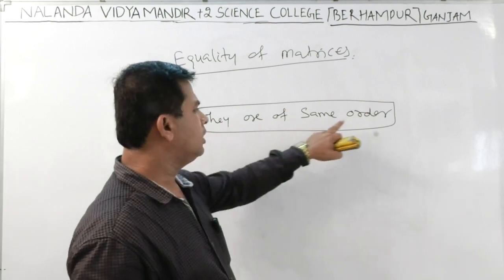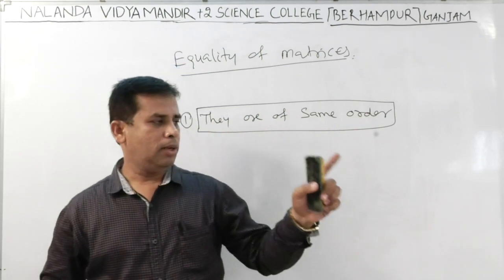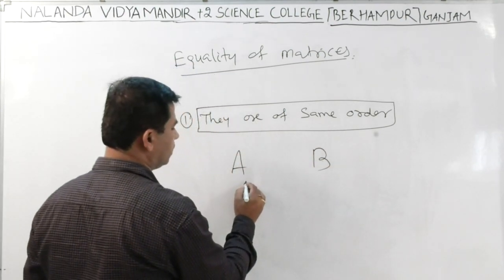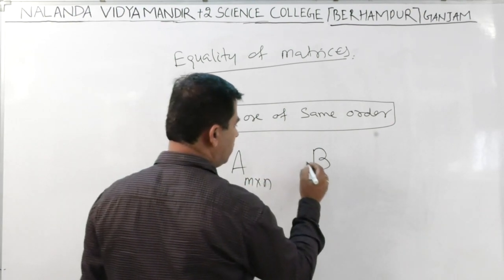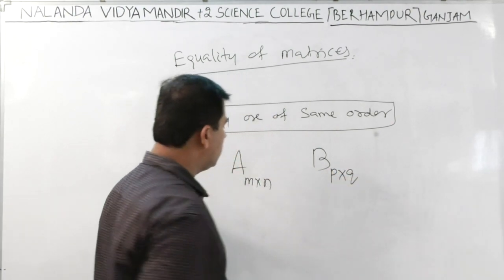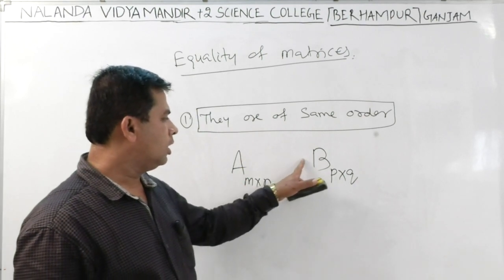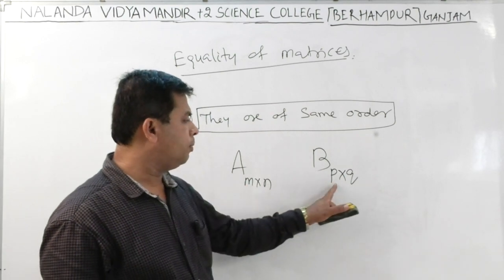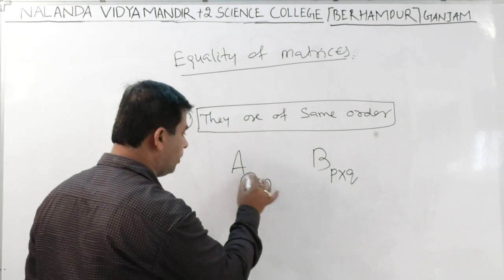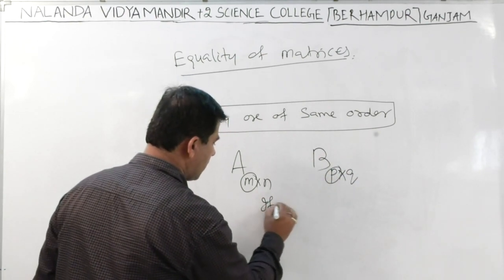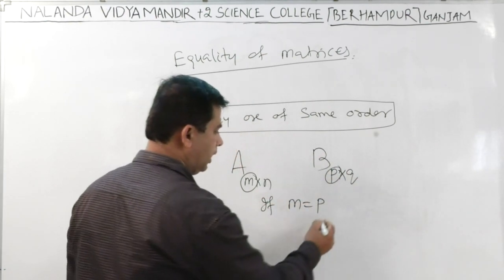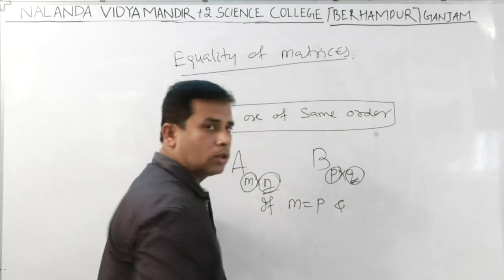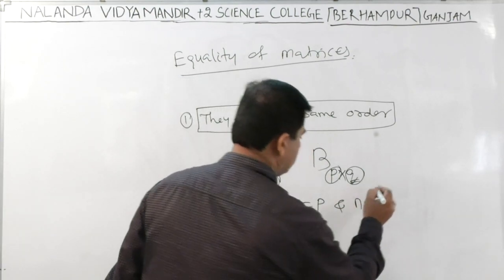First condition, they are of same order. We compare the order of matrix A and matrix B. The order of A is M cross N, the order of B is P cross Q. The number of rows M is equal to P, and the number of columns N is equal to Q.